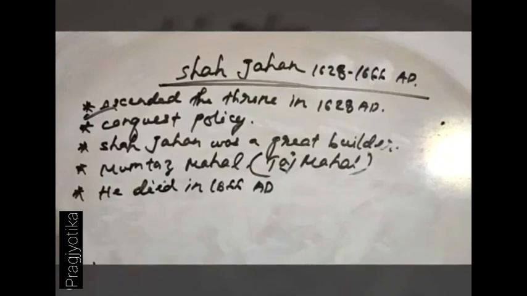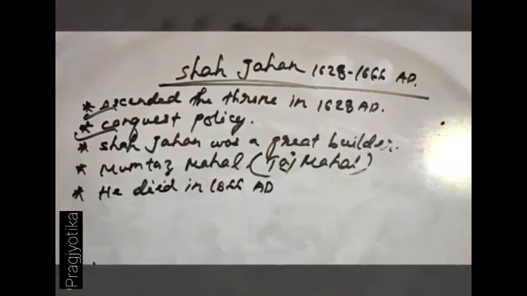He also checked the power of the Bundelas. Remember Bundelas? The ruler of Bundelkhand. Then Shah Jahan also captured the kingdom of Ahmednagar in the year 1636. Then the other kingdoms which he had captured were Bijapur and Golconda. And he appointed his son Aurangzeb as the viceroy of Deccan.